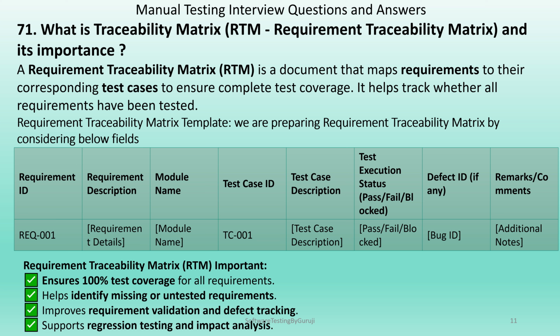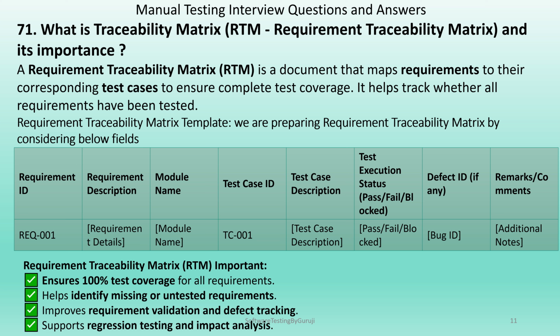First column is requirement ID, requirement description, module name, test case ID, test case description, test execution status: pass, fail, block; defect ID if any, remarks or comments.